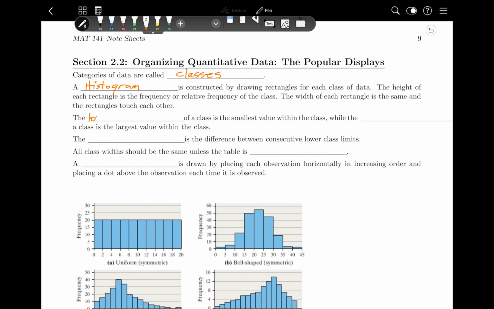The lower class limit of a class is the smallest value within the class, while the upper class limit of a class is the largest value within the class. The class width is the difference between consecutive lower class limits. All class widths should be the same unless the table is unbounded. In other words, something like 65 and older for age groups.